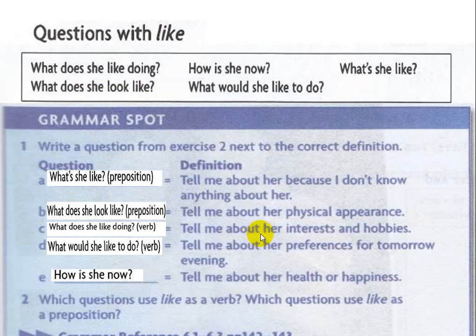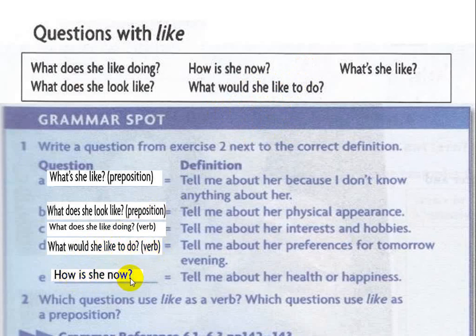The definition: tell me about her interests and hobbies. The question that goes with this definition is: what does she like doing? Here like is a verb. The definition: tell me about her preferences for tomorrow evening. The question that goes with this definition is: what would she like to do? And here like is a verb.